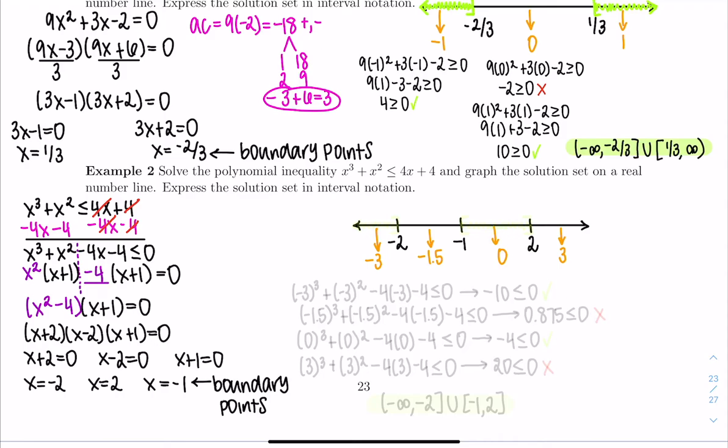And so let's plug these values in. We've got -3 cubed plus -3 squared minus 4 times -3 minus 4 is less than or equal to 0. And what we end up getting is -10 is less than or equal to 0, which is a true statement. And so we want to shade in this region.